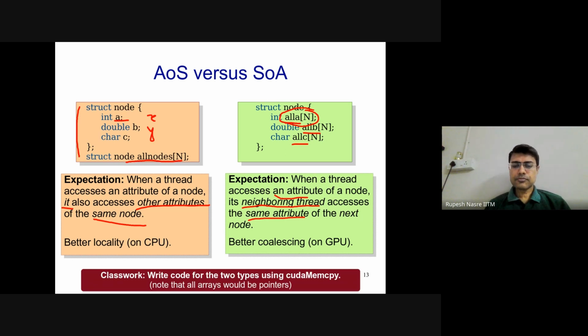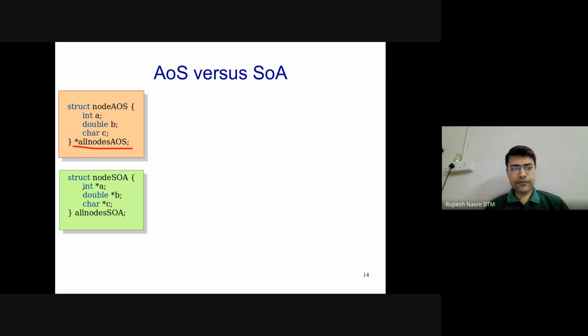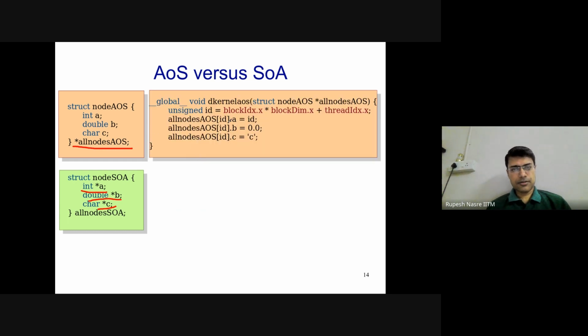So yeah, we would like to do CUDA memcpy of this. So how does the code look? Now it will become pointers, right? So we'll have to do a CUDA malloc on these. On the CPU, I'll have a structure. On the GPU, I'll have arrays, which are essentially going to be CUDA malloc using pointers. It's not that you cannot do AOS on the GPU, right? So I'm just showing that here.